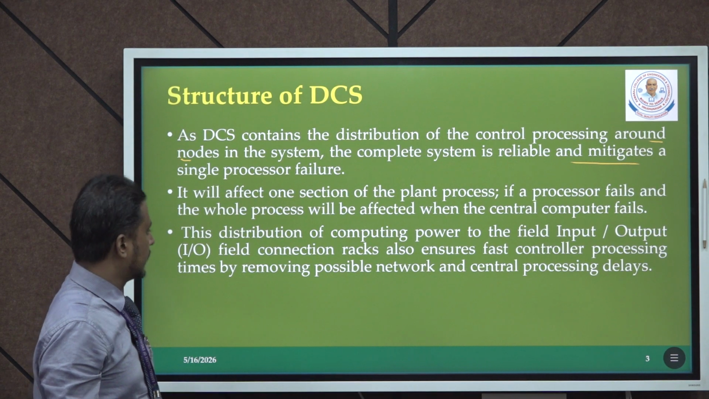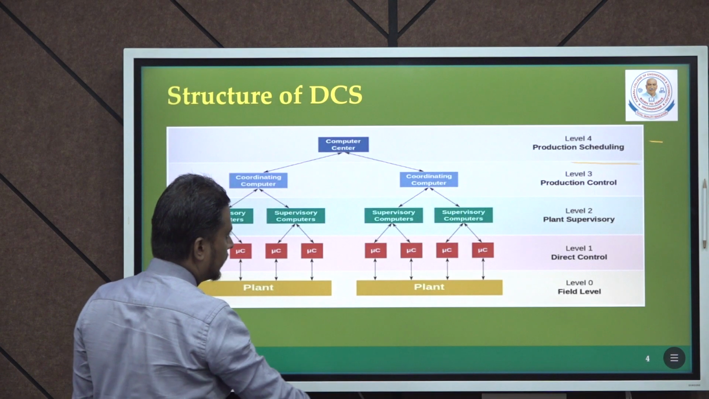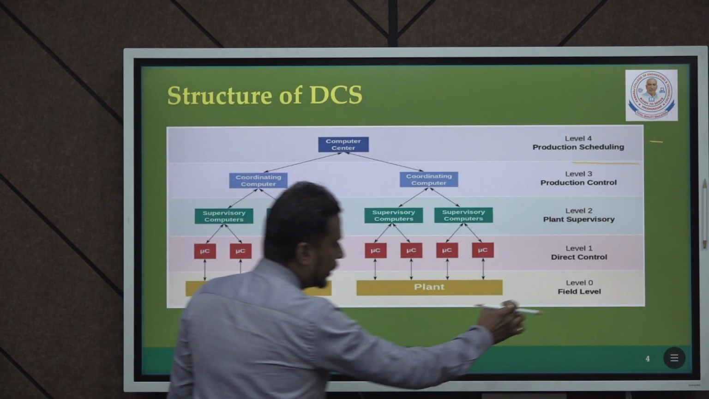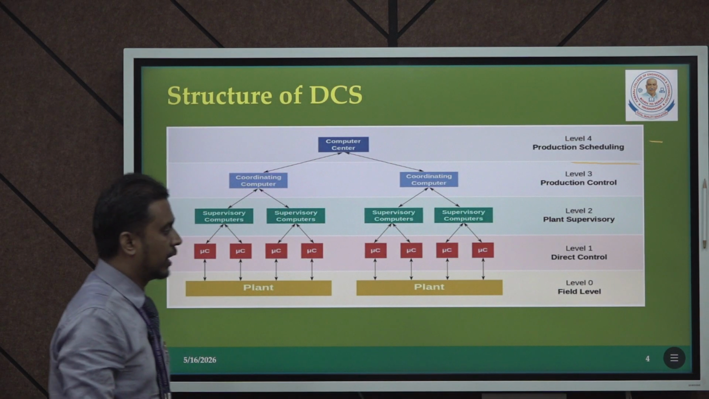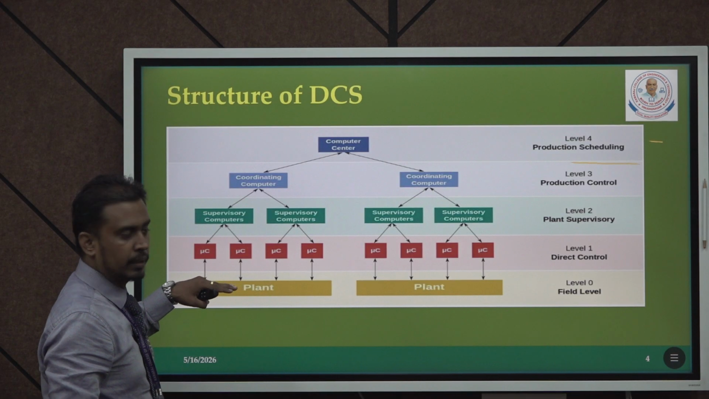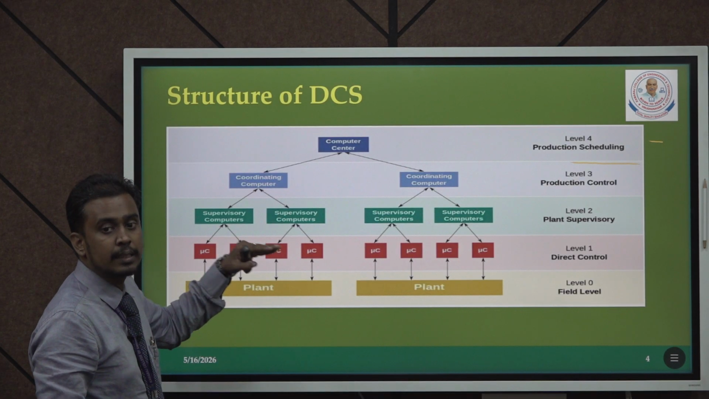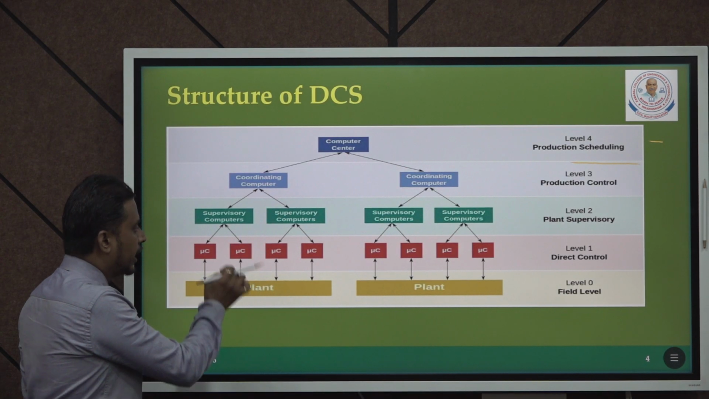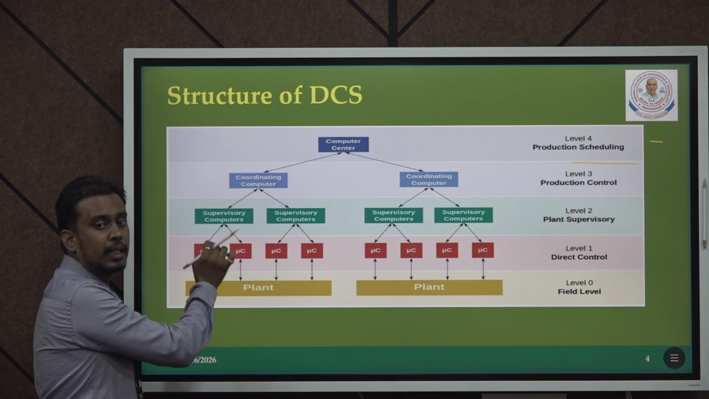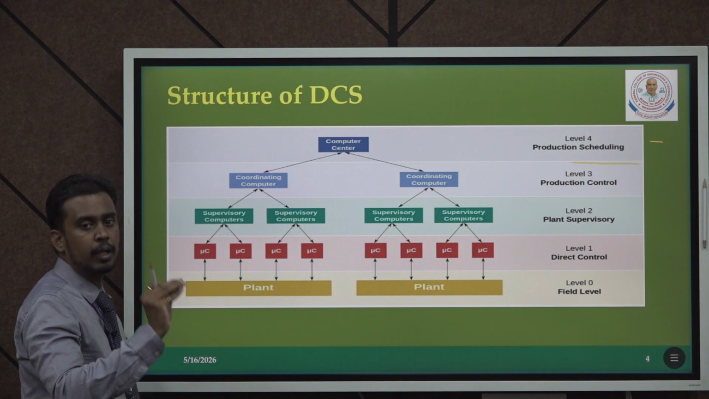Now, let us discuss the structure of DCS. The structure of DCS consists of various levels. Level 0 represents the field level. This level represents the overall plant, right. In this overall plant we have various machineries. In each and every machinery, we are going to interface a controller to check whether each and every process has been carried out or not.